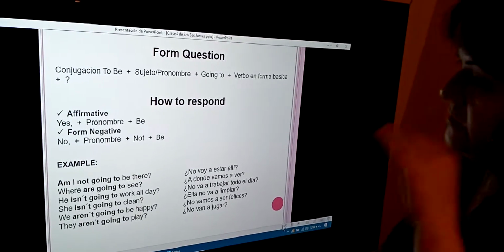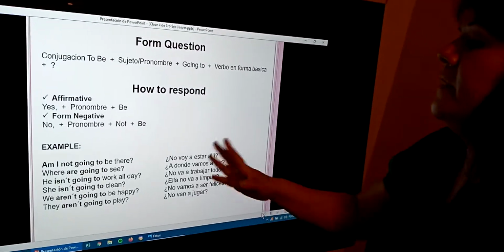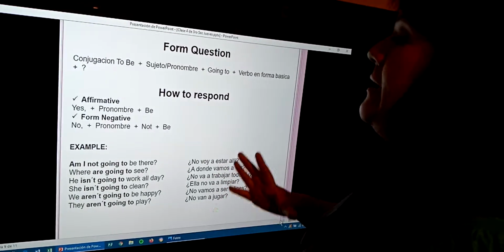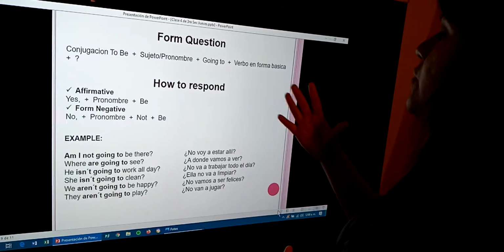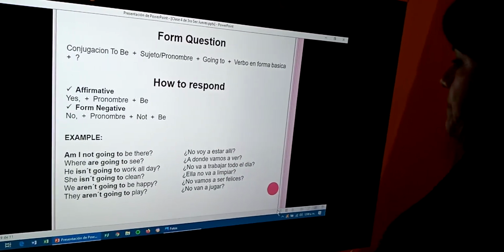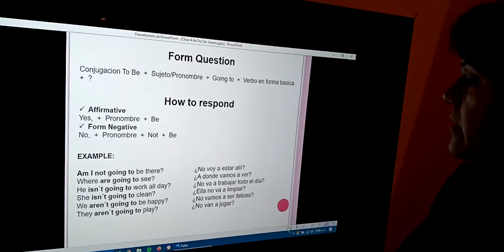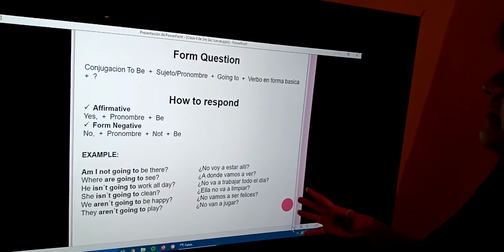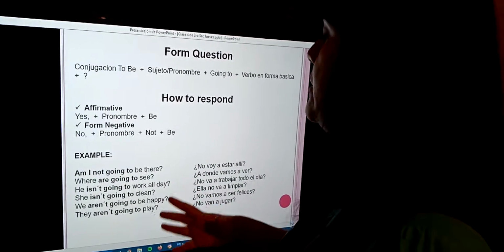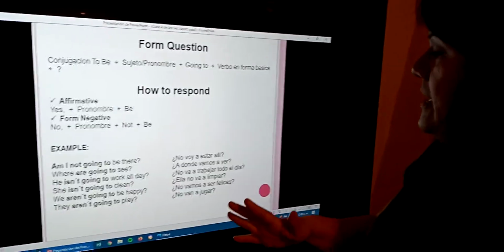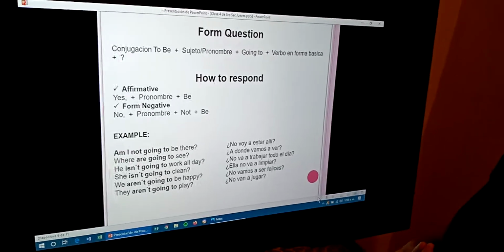Let's see the question. The first question and first example. Number 1. I am not going to be there. No voy a estar allí. Number 2. We are going to see. ¿A dónde vamos a ver? Number 3. He isn't going to work all day. No va a trabajar todo el día.